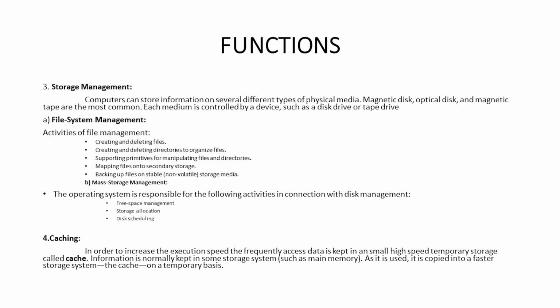The next one is mass storage management. Mass storage management in the sense the main memory is too small to accommodate all data and programs, and because the data that it holds are lost when power is lost, the computer system must provide secondary storage to back up main memory. The activities that are performed are free space management, storage allocation, disk scheduling. The fourth one is caching. In order to increase the execution speed, the frequently accessed data is kept in a small high-speed temporary storage device called cache.